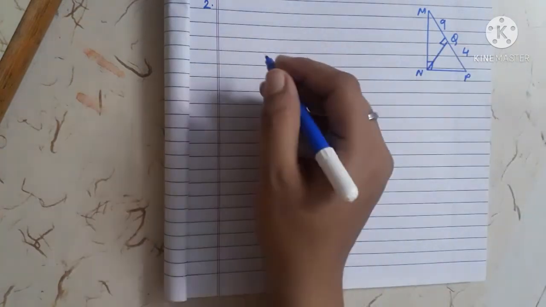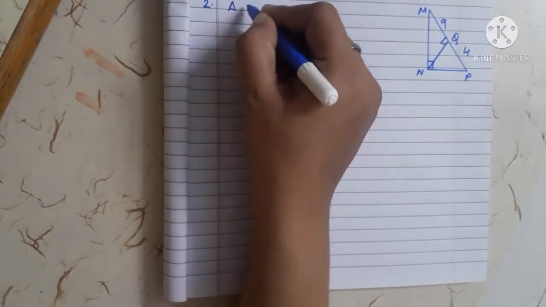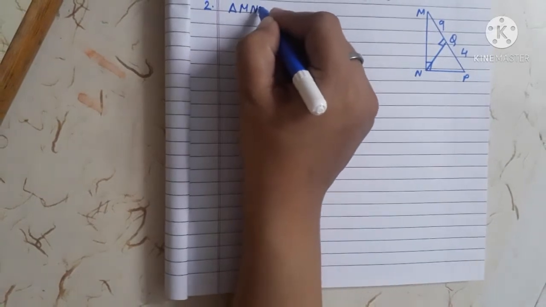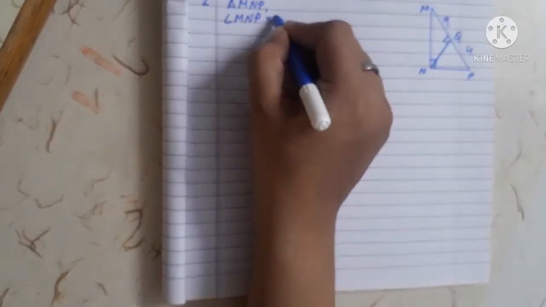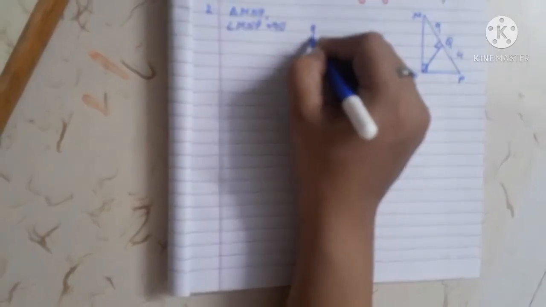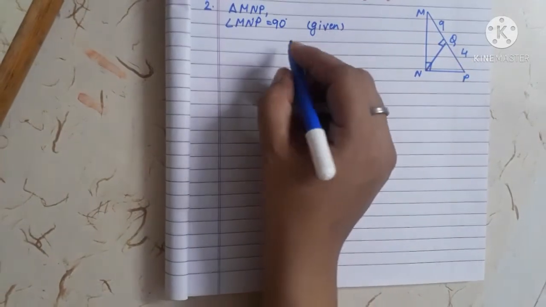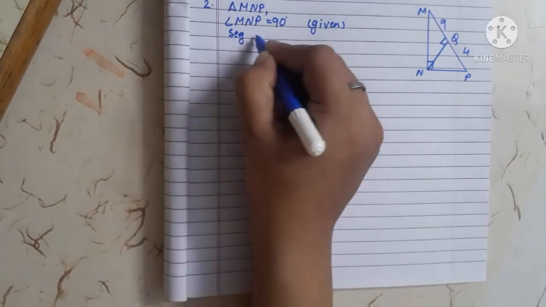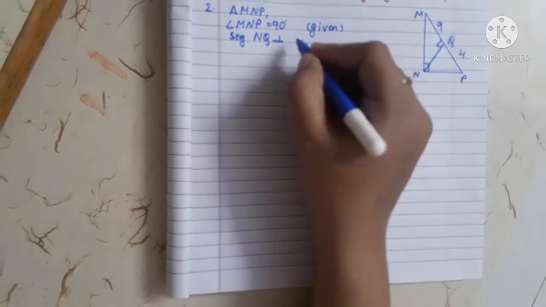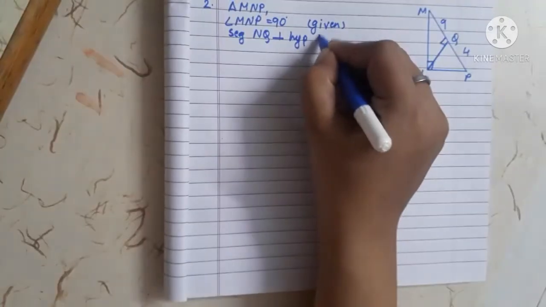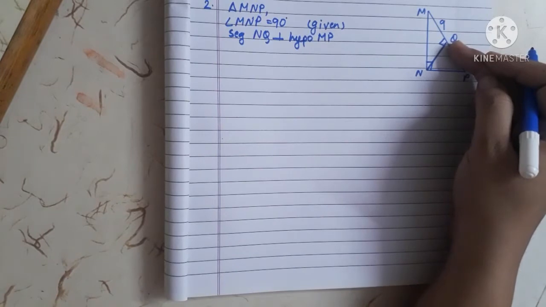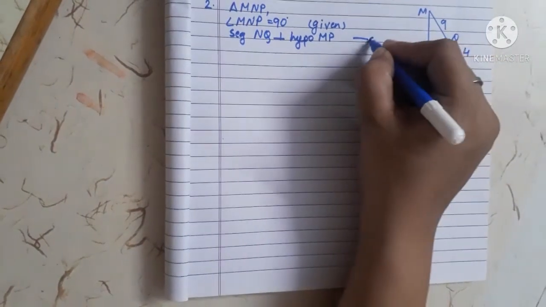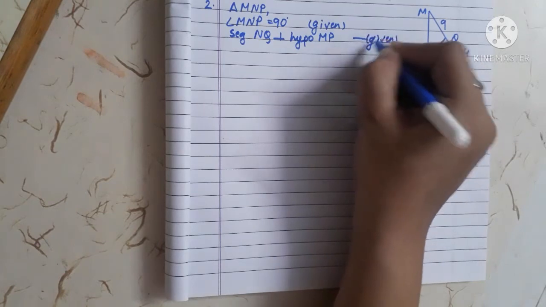Okay. Therefore in triangle MNP, angle MNP is equal to 90 degree, children. Yes, this is given. Segment NQ is perpendicular on hypotenuse MP. Yes, this is the MP and NQ is perpendicular on the hypotenuse. This is also given.